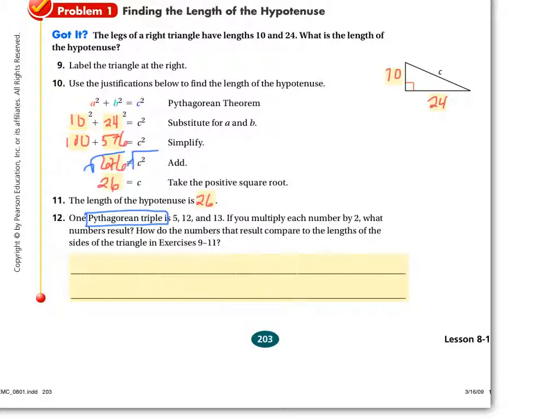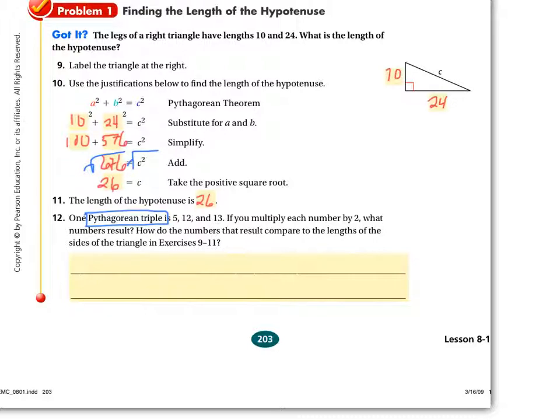One Pythagorean triple is 5, 12, and 13. This is another very popular one. If you take 5 squared, what do you get? 25. 12 squared, 144, and 13 squared, 169. What's 25 and 144? 169. Doesn't that equal the square of that, which is 169? So it works.